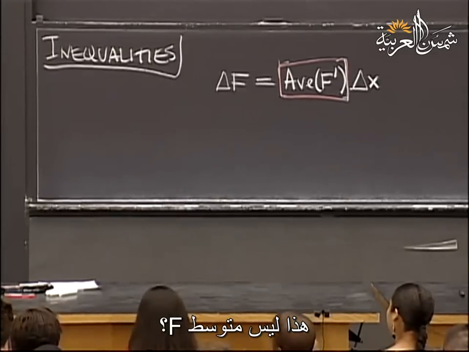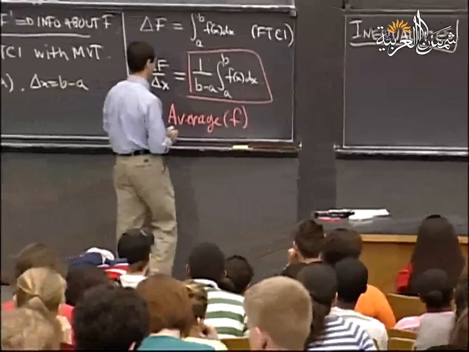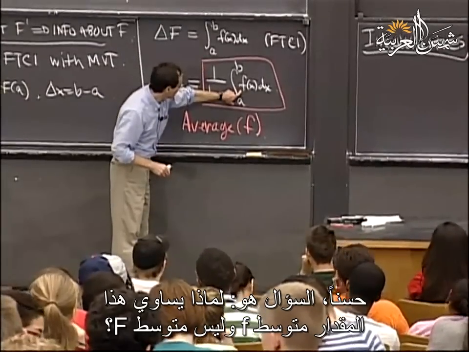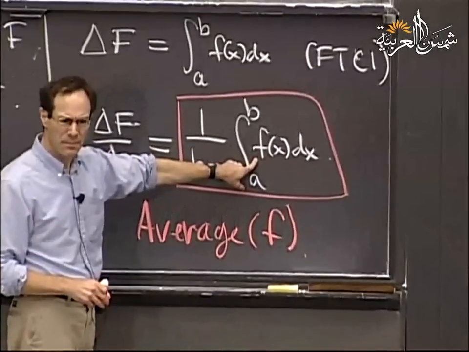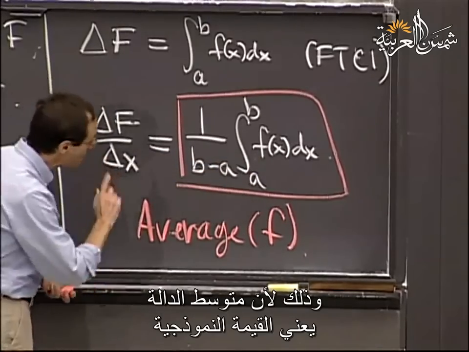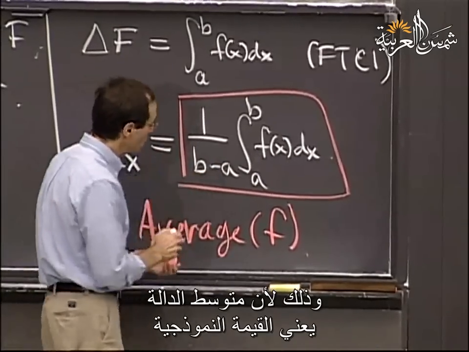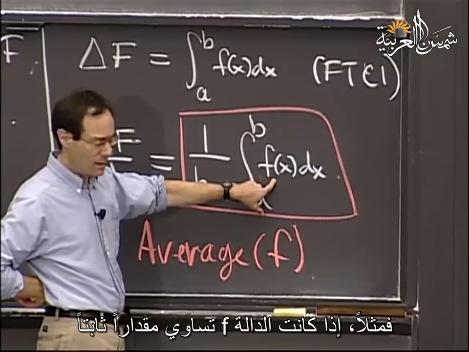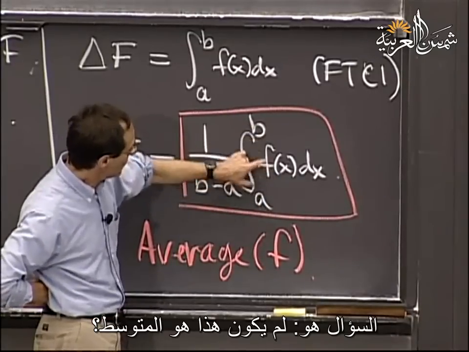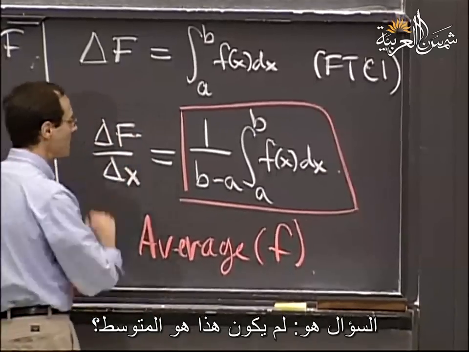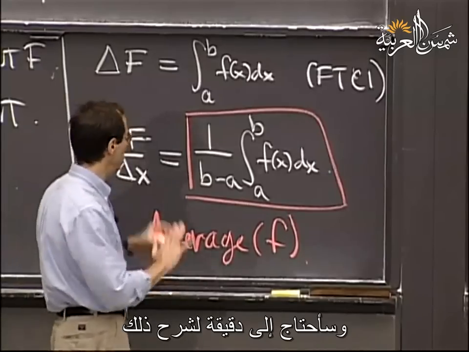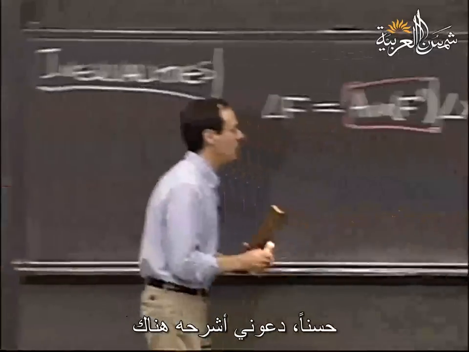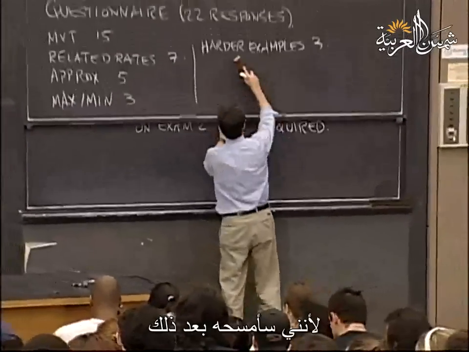Isn't that the average of big F? So the question is, why is this the average of little f rather than the average of big F? So the average of a function is the typical value. If, for example, little f were a constant, then this integral would be, so the question is, why is this the average? And I'll take a little second to explain that, but I think I'll explain it over here, because I'm going to erase it.